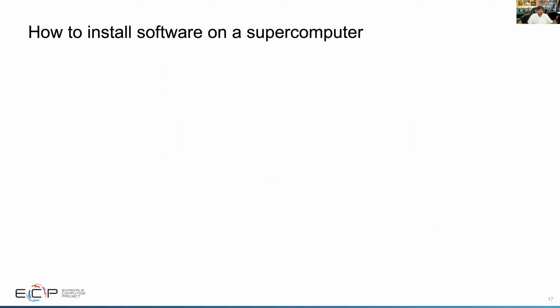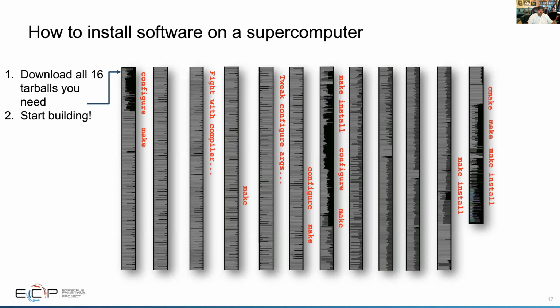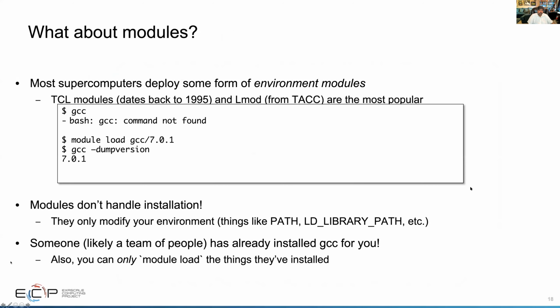Now, how do we install software on a supercomputer? Well, first of all, we go about downloading all the 16 tarballs that we need, and then we start building. And it looks a little bit like this. We first configure, we type make, we fight with the compiler, we tweak CXX flags, we tweak CMake configurations, change the arguments, install, and then finally, when all these 16 packages are installed, you get a binary for your application, and then you run it, and it may segfault. And so you go all the way back and start all over again.